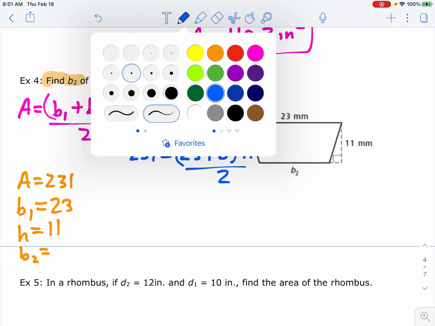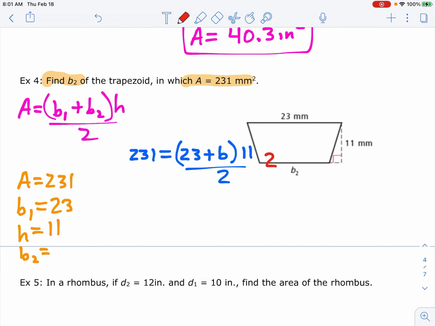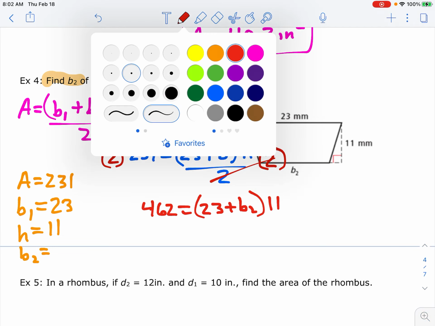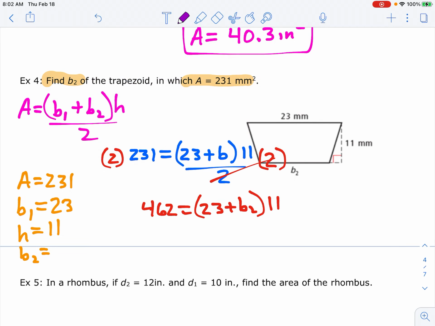Now I'm going to go ahead and solve this. To solve this, the first step I'm going to do is multiply both sides by 2 to get rid of that fraction, that denominator. All right, I'm left with 462 is equal to 23 plus B2 times 11. And again, you could just call it B if you wanted. You don't have to call it B2. It's up to you. All right, now I'm technically multiplying both of those by 11 on this side.